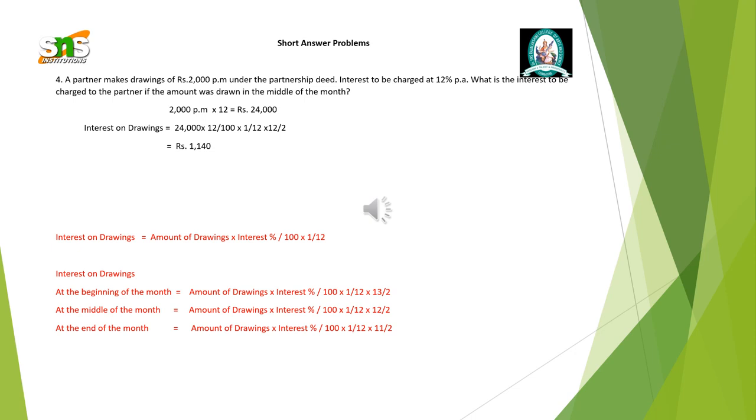So you have a very clear picture of how we are going to calculate the interest on drawings when it is at the beginning of the month, middle of the month and at the end of the month. When it is at the beginning of the month, we have to multiply with 13 divided by 2, when it is at the middle of the month, it is 12 by 2, and when it is at the end of the month, it will be 11 by 2. I think you are able to understand clearly about how to calculate the interest on drawings.